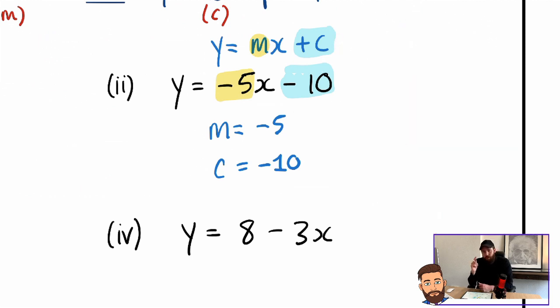It's really important that you can think about what it means if m is minus 5 and what c is minus 10 means. It's all well and good being able to write it down, but having that understanding of what it means is really, really important.